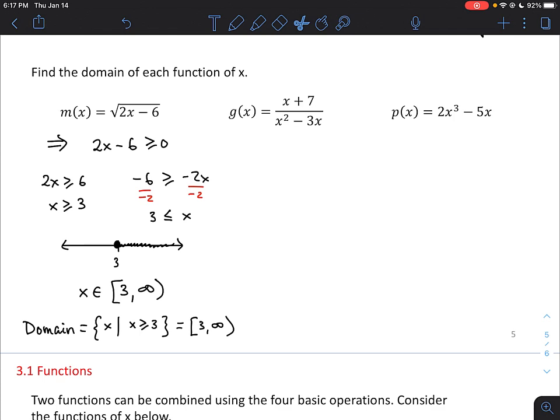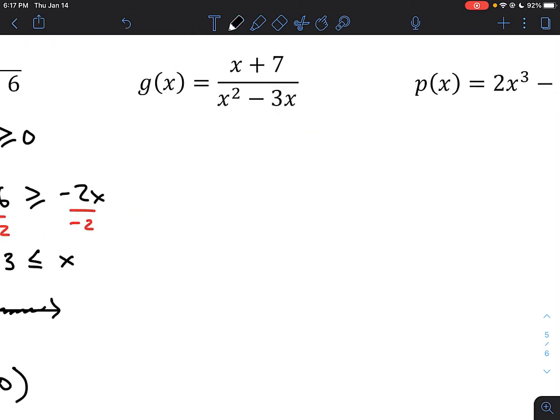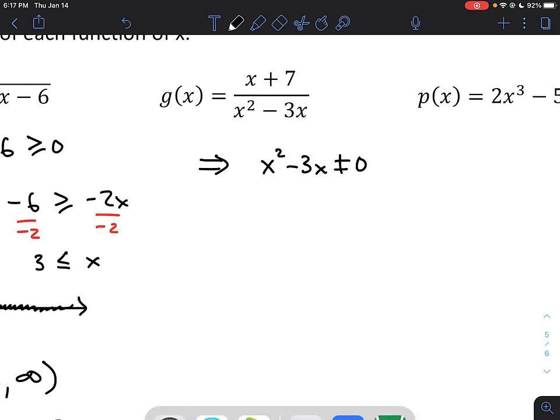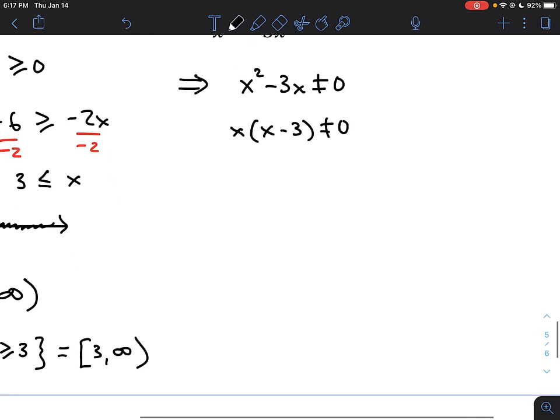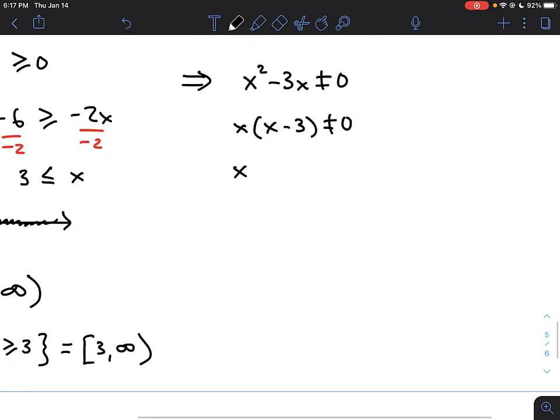All right, this next one has a denominator. And when you have denominators, you have to avoid 0. So we just say, okay, well, this function implies, I don't care about the numerator. All that matters is that the denominator, which is x squared minus 3x, is not 0. We're going to solve this by factoring. We're going to factor out an x. That leaves x minus 3. Can't be 0. And then we get 2 answers out of this. X can't be 0, and x can't be 3.